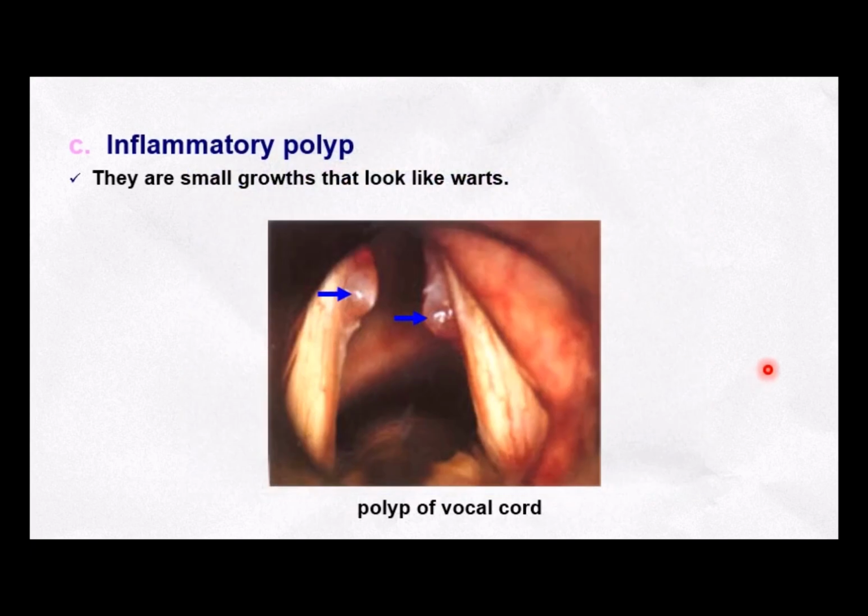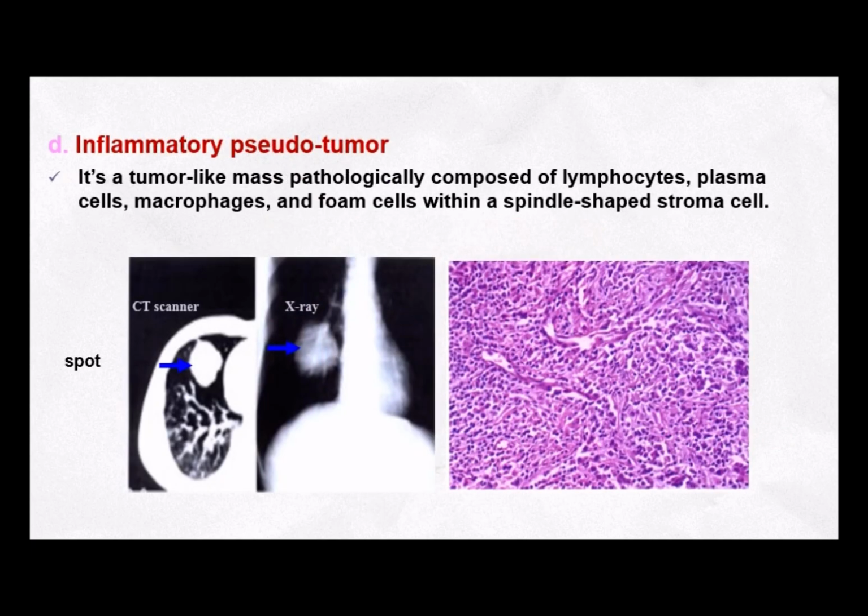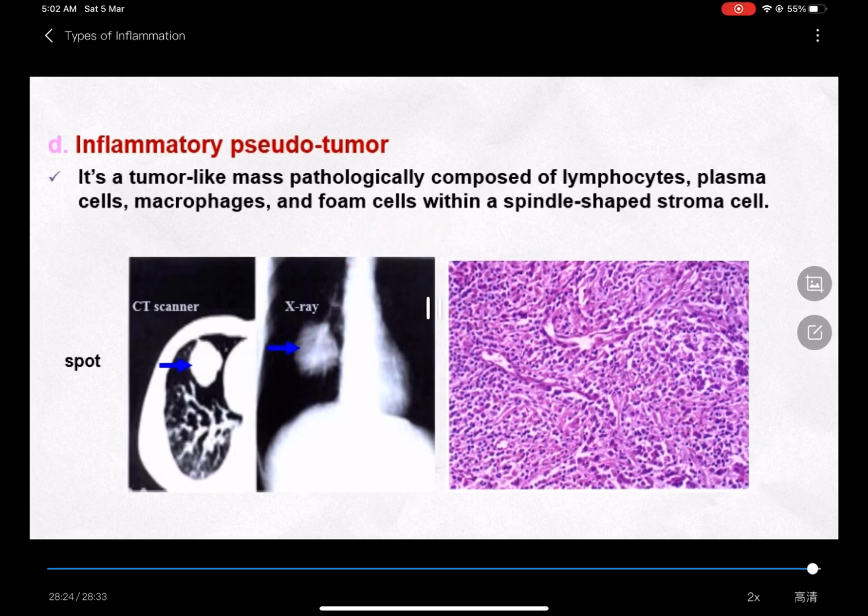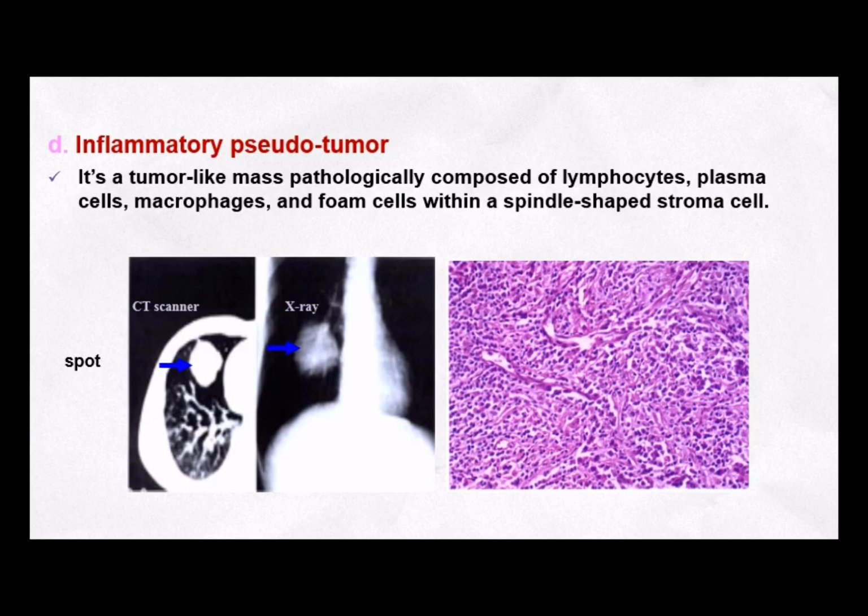Inflammatory polyps are small growths that look like warts. This picture shows two polyps of vocal cord. Inflammatory pseudotumor is a tumor-like mass pathologically composed of lymphocytes, plasma cells, macrophages, and foam cells within a spindle-shaped stroma. That's all for this section.